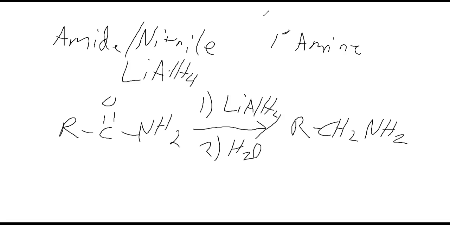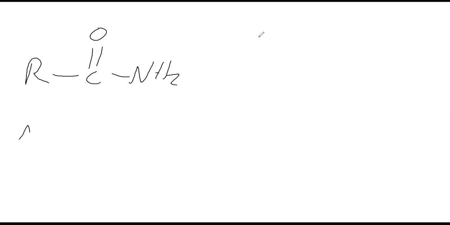Now, the mechanism here is that nitrogen is a weaker leaving group than the aluminum oxyhydride, and so we're making a stronger leaving group for the oxygen. So essentially here, let's look at this. R, C. So we have aluminum, let's put H3. We're attacking here, kicking that up.